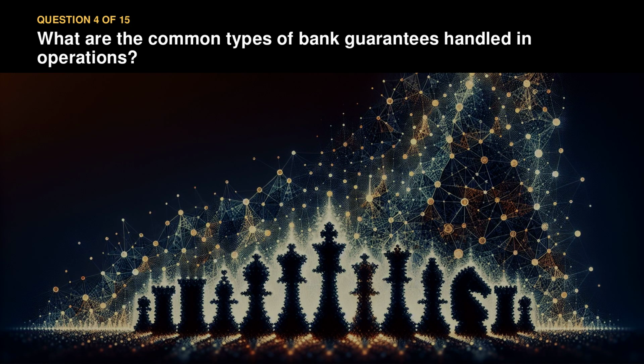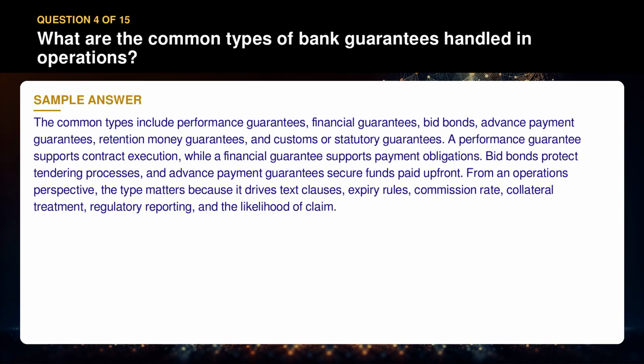Question 4. What are the common types of bank guarantees handled in operations? The common types include performance guarantees, financial guarantees, bid bonds, advance payment guarantees, retention money guarantees, and customs or statutory guarantees. A performance guarantee supports contract execution, while a financial guarantee supports payment obligations. Bid bonds protect tendering processes, and advance payment guarantees secure funds paid up front.